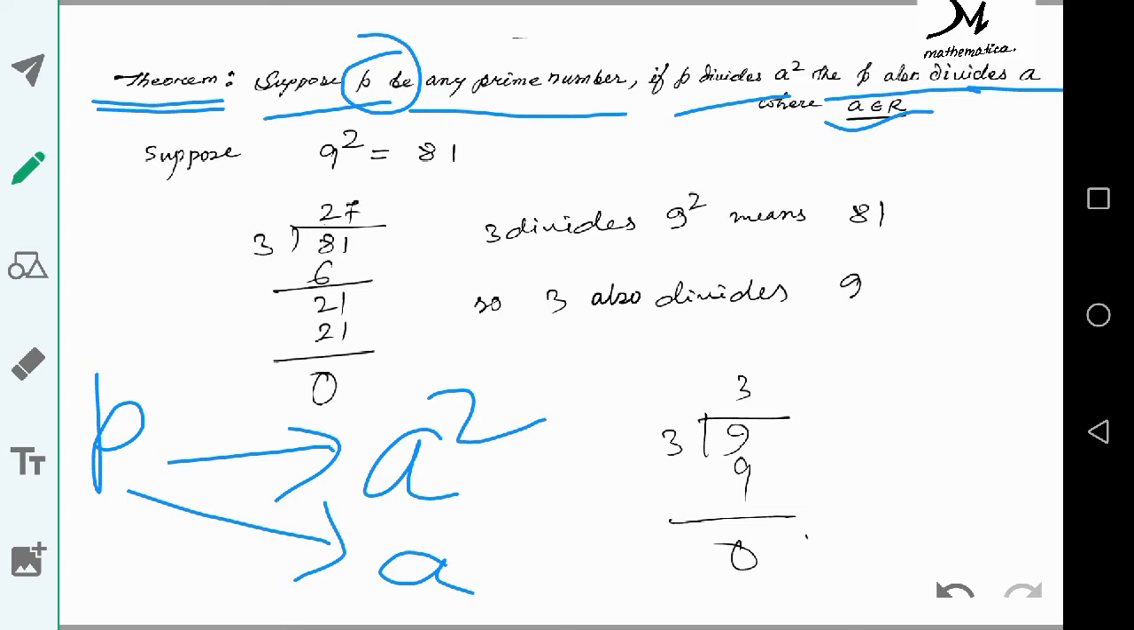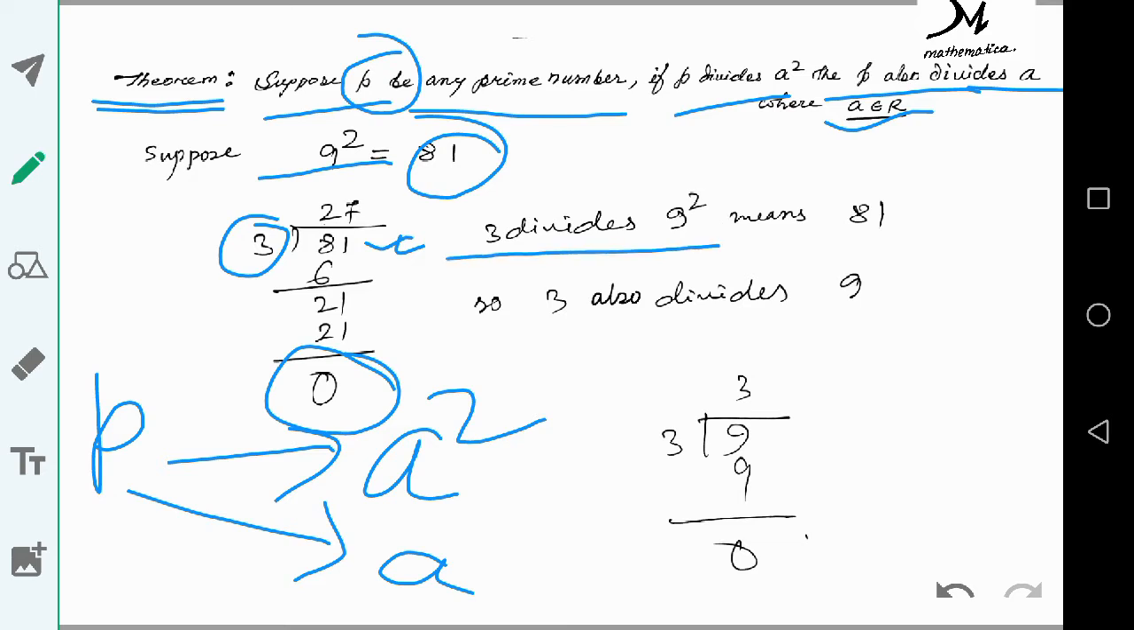So for example, we know that 9 square is equal to 81, and now you see, if you divide 81 by 3, we have taken a prime number, this is 3, which divides 81 completely. Here the remainder left is 0. So we can say, as 3 divides 81, 3 divides 9 square. So hence 3 also divides 9. You can check. So that is the logic.